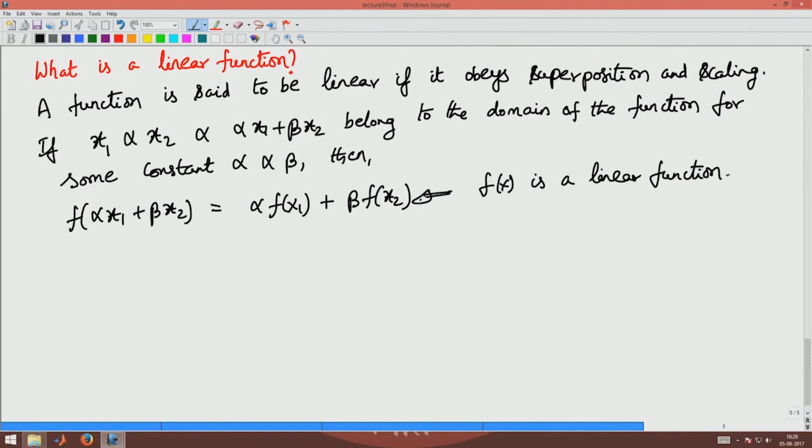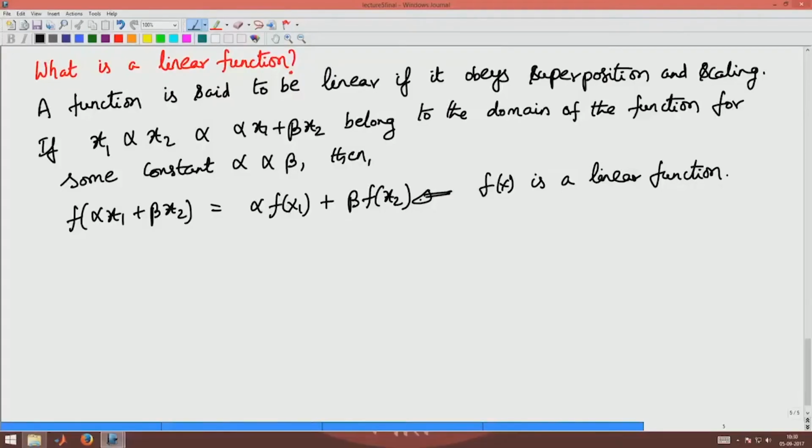Okay. This does not mean that the graph of the function will always be a straight line. Yes, it is a straight line for a scalar valued function, but if you think of the function being a differential equation, then the solution to the differential equation need not be a straight line, but the differential equation can still be a linear differential equation. Okay. So, all that you have to do is check whether this relationship holds for the given function.